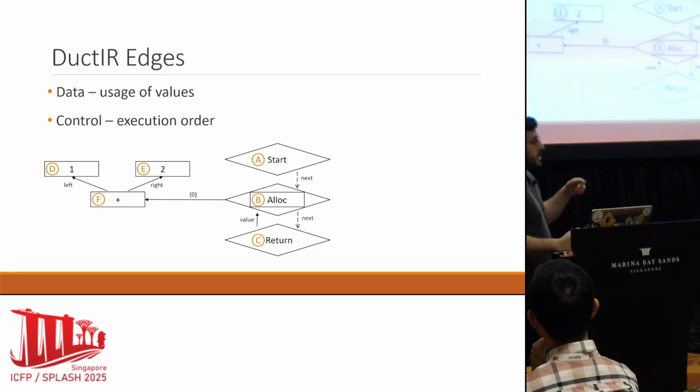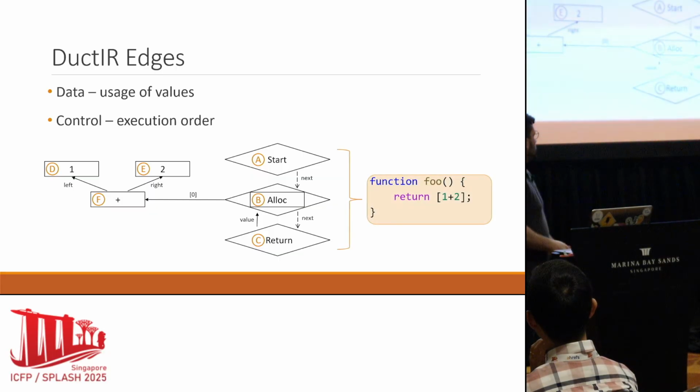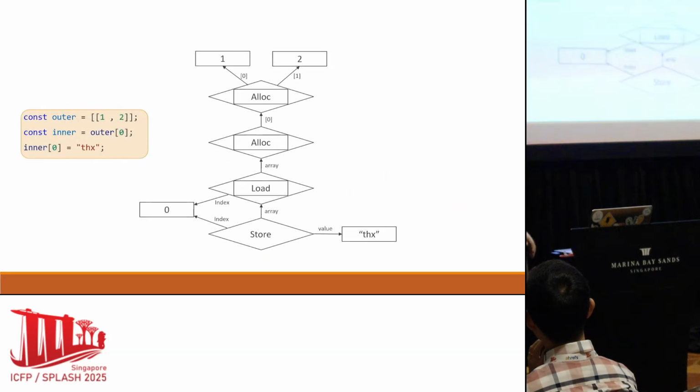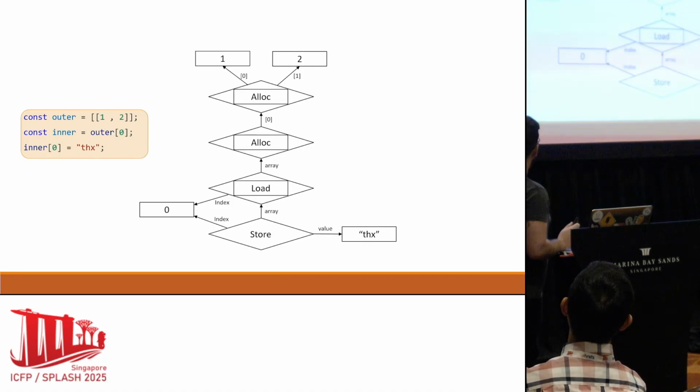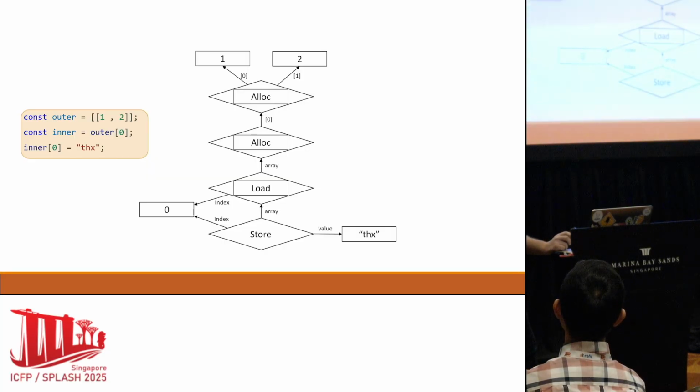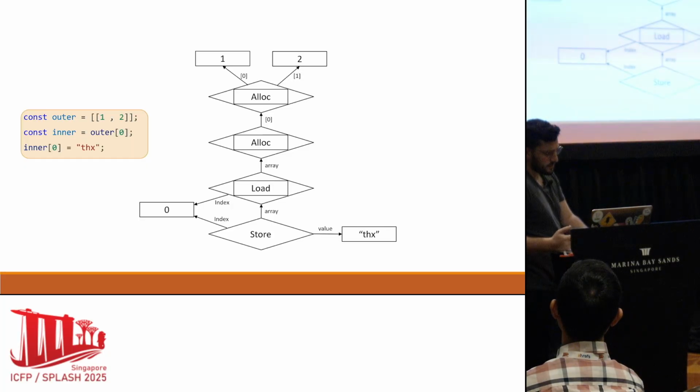I will, from now on, mostly ignore the control flow, because the data flow is more relevant to the type inference we do. So forgive me for that. So now that we have this IR, it represents the semantics of the source program completely. We have functions, calls, and so on, which I won't show you. Here's another example program. We allocate a two-dimensional array, we read from that array, and we store a new value into that array. Then we have the corresponding Duct.IR representation of it.